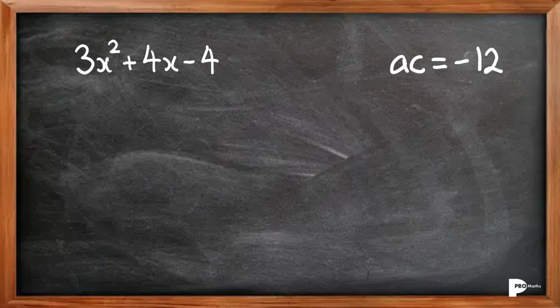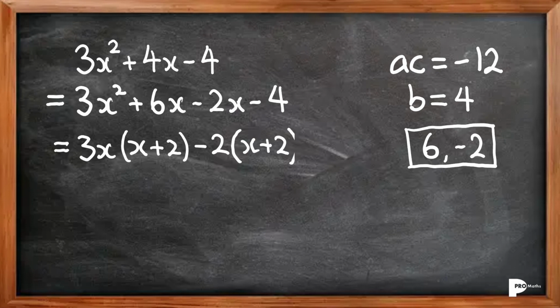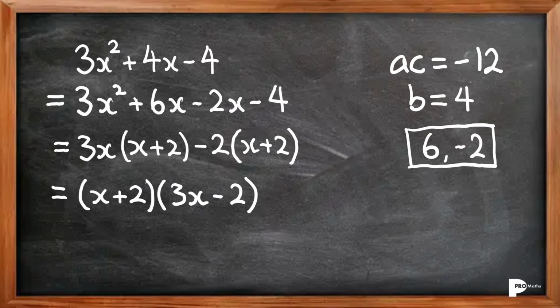Let's do one more. 3x squared plus 4x minus 4. ac is negative 12 and b is 4. So our two numbers are 6 and negative 2. Rewriting our x term and factorizing 2 terms at a time. Just like before, we end up with x plus 2 times 3x minus 2.